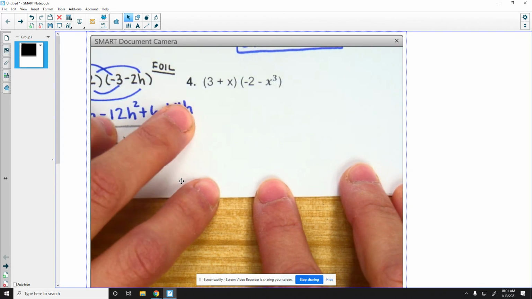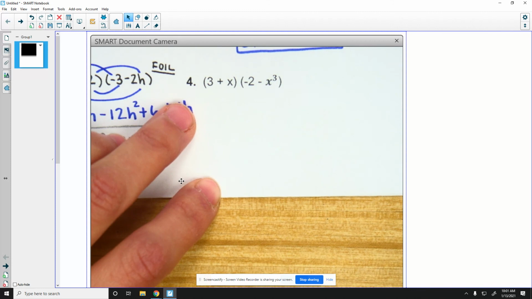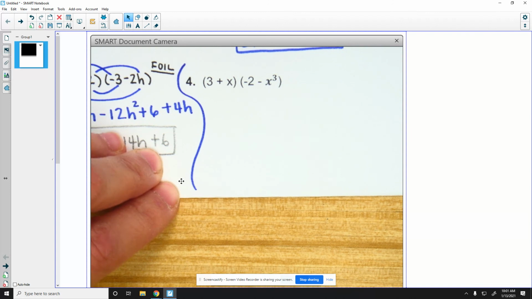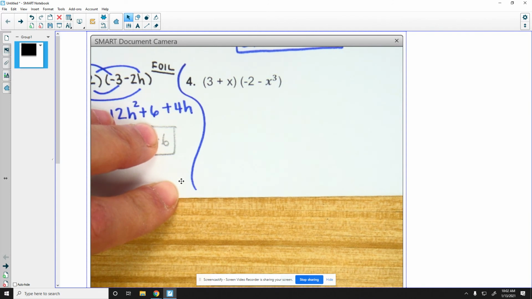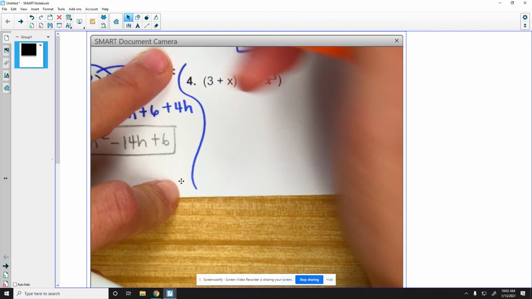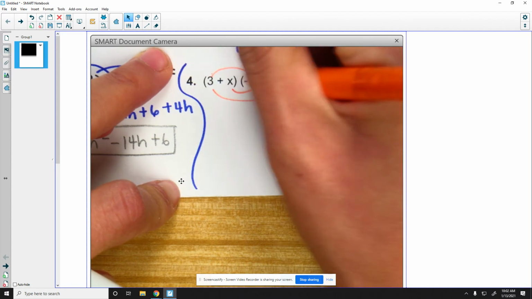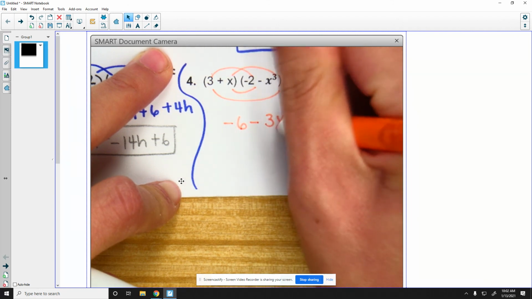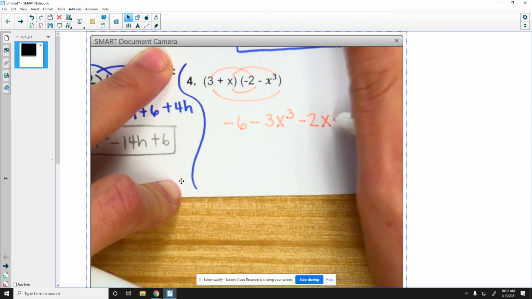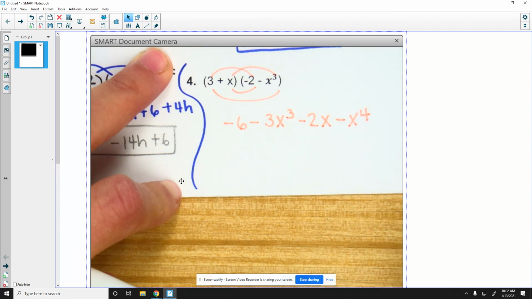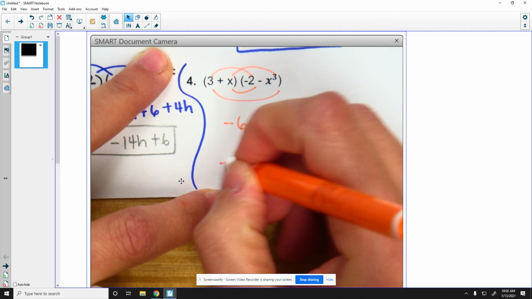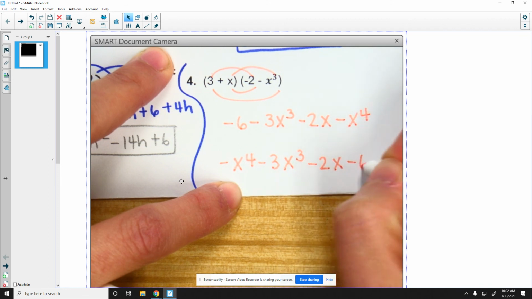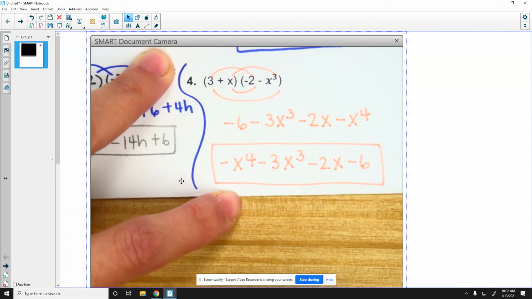Okay, last question, and then we'll start the level work. So try this by yourself, distributive property, FOIL property, I don't care which one. And then just make sure you write it in standard form at the very end.